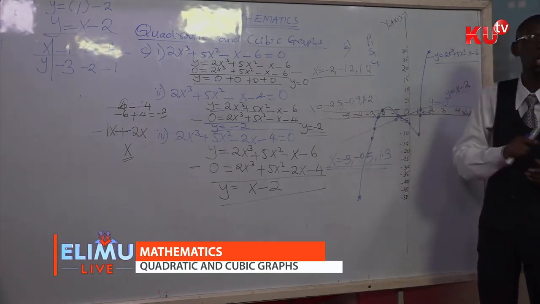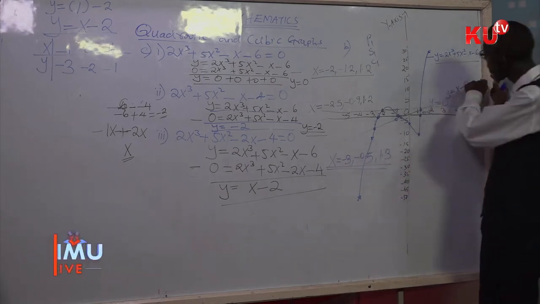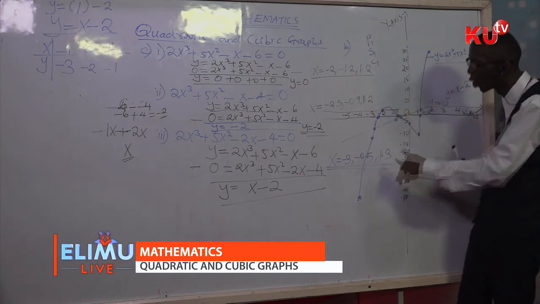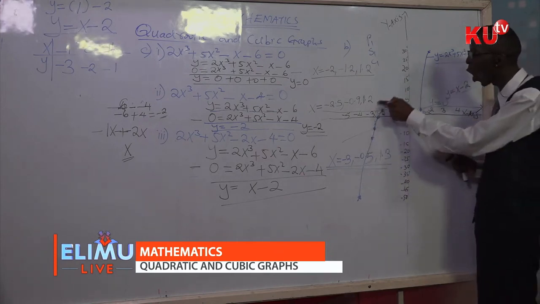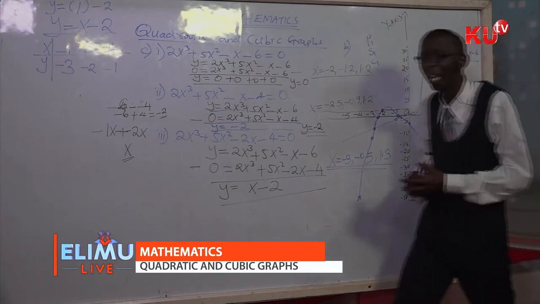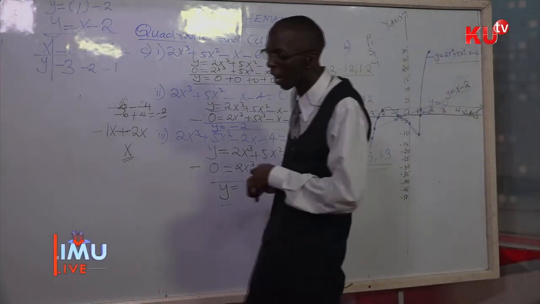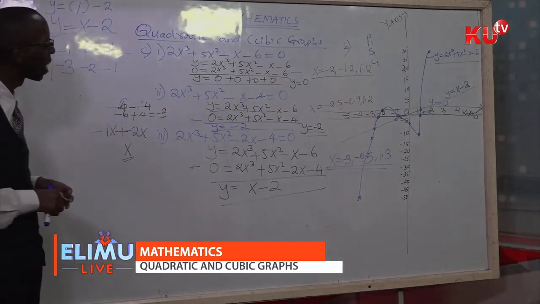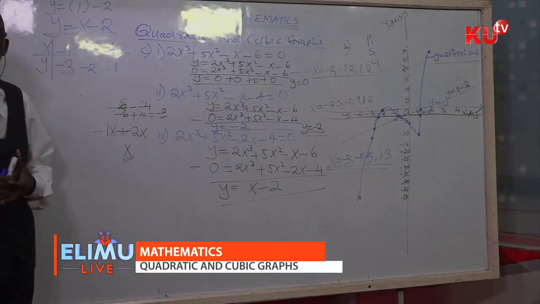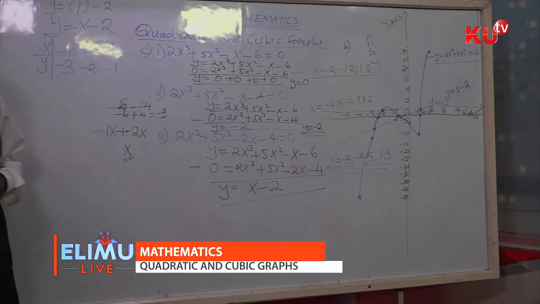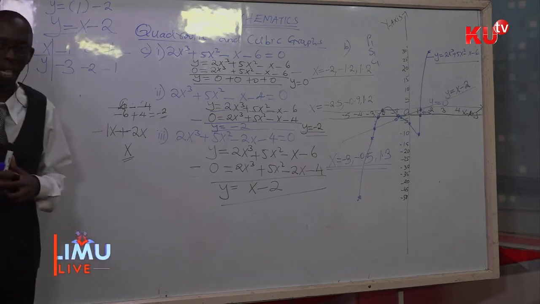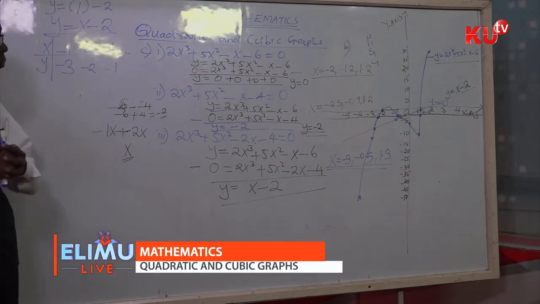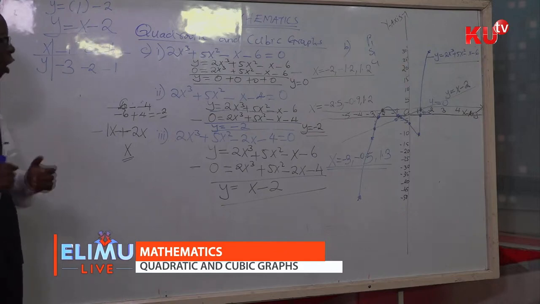So what I'm saying is that you draw a straight line. Label that straight line as y is equal to x minus 2. Where that straight line meets the curve that you drew, read the values of x, and that will be the solution of that question. All right. Now, that is how you do questions on graphs that are quadratic and cubic.